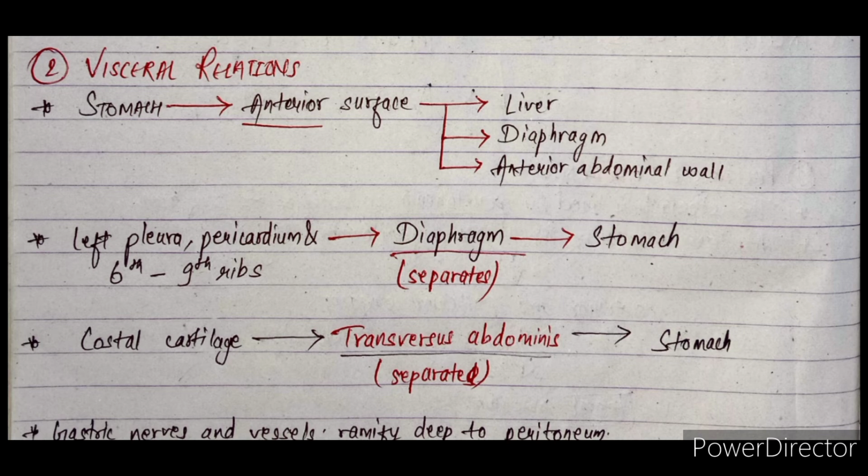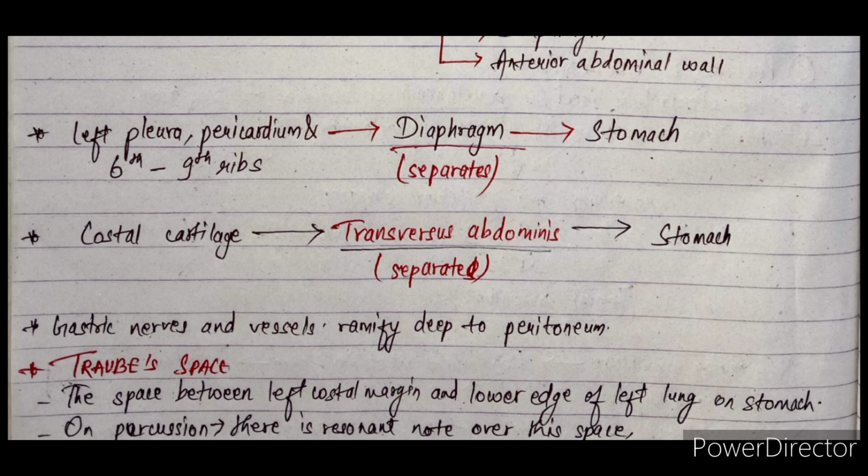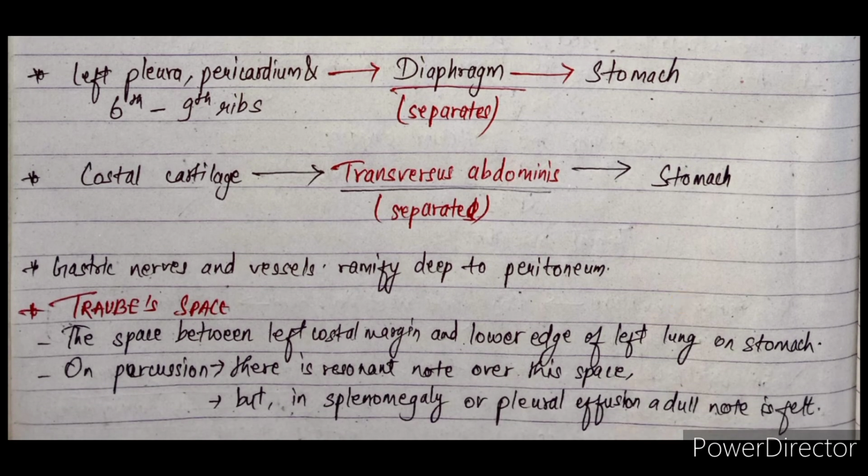The diaphragm separates stomach from the left pleura, pericardium and 6th to 9th ribs. And the transversus abdominis separates stomach from the costal cartilage. And gastric nerves and vessels ramify deep to peritoneum.